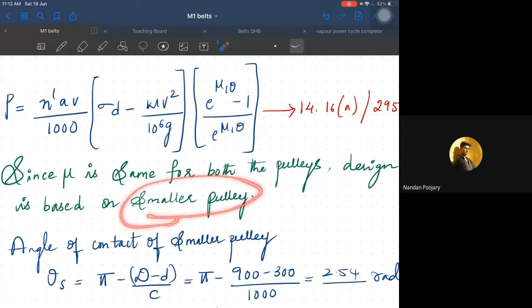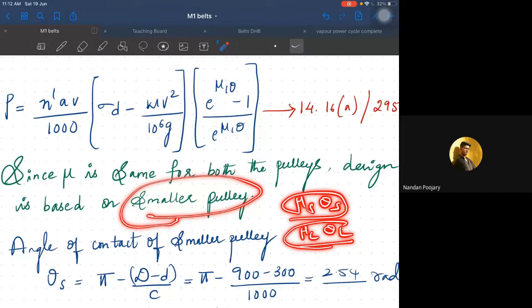So inevitably, mu s theta s, mu l theta l. So these two values you have to compare. Whichever is the smaller value, that you have to take for your calculation. If mu is same for both the pulleys, definitely theta s would be a smaller value when compared to theta l. Yes or no? Theta s will be automatically smaller. So that is why you need not calculate the value of theta l. You can directly take theta s itself, because mu is same for both the pulleys.